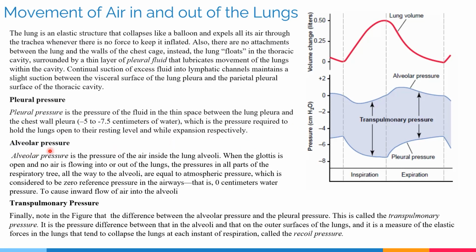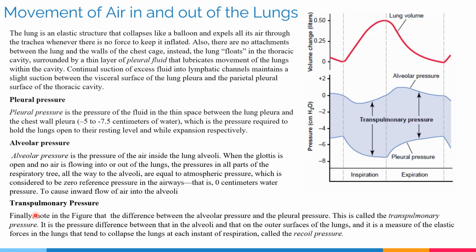Next, we look into alveolar pressure. Alveolar pressure is the pressure of the air inside the lung alveoli. When the glottis is open and no air is flowing in and out of the lungs, the pressure in all parts of the respiratory tree, all the way to the alveoli, is equal to atmospheric pressure, which is considered to be a zero reference pressure in the airways. That is 0 centimeters of water pressure.